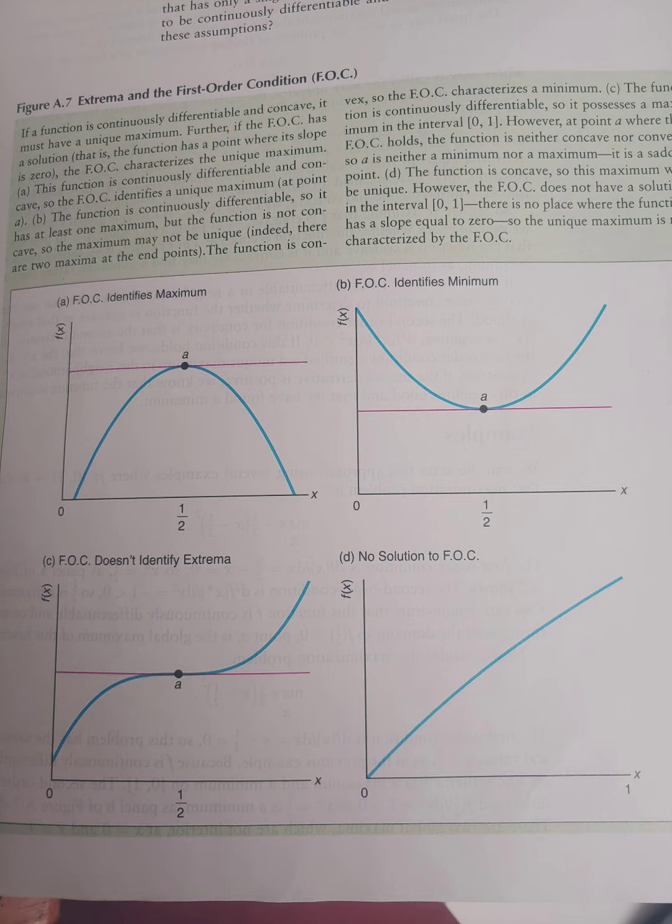Let us begin with a problem that has only a single independent variable, and f: [0,1] → ℝ, where f is assumed to be continuously differentiable and strictly concave. What is the importance of these assumptions?